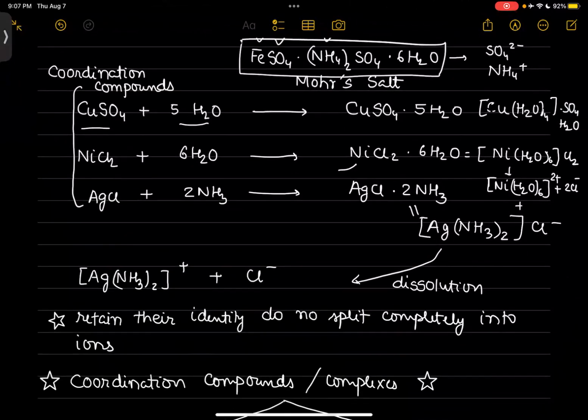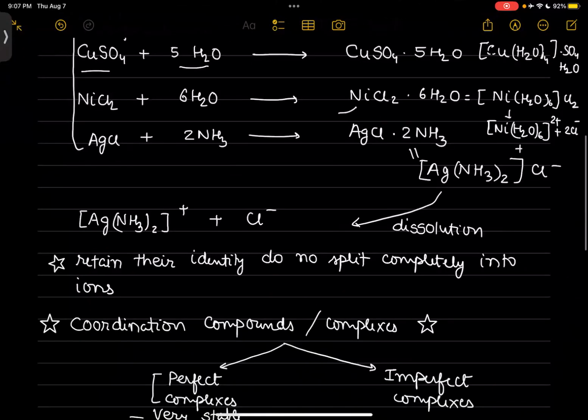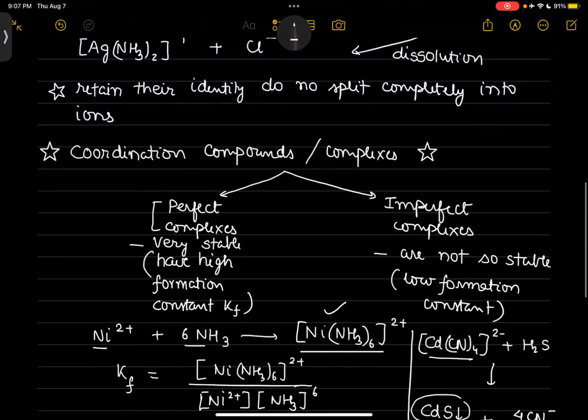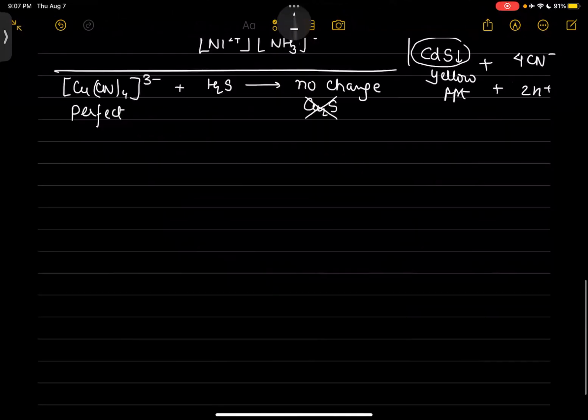Coordination compounds can be further classified into perfect and imperfect complexes. Perfect complexes are very, very stable and do not split at all into their constituent ions, while imperfect complexes can split apart to some extent, not like your double salts. They are not very stable. So this is all what we have seen.